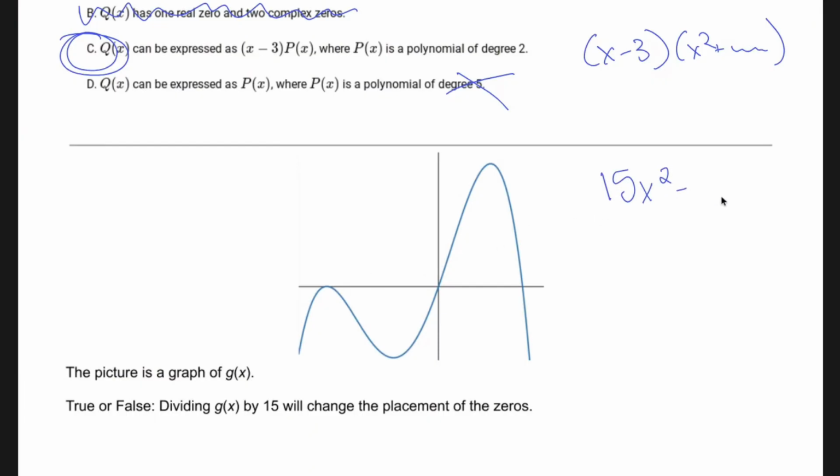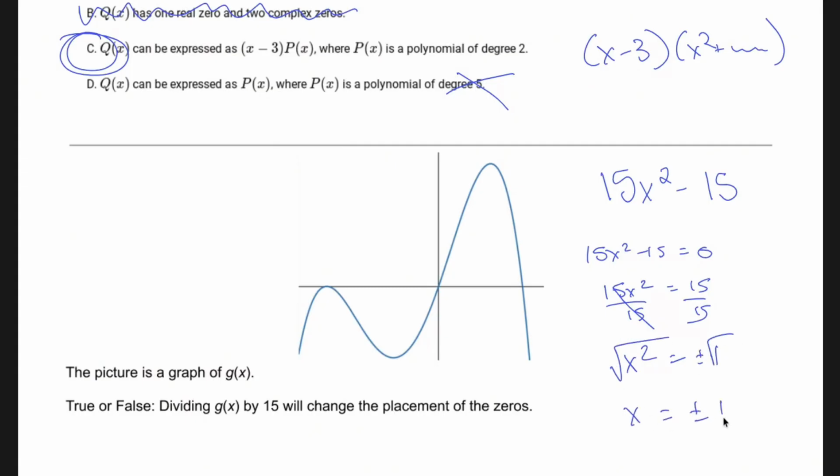5x squared minus 15. Okay? If I were to try to find the zeros, one way that I could try to find the zeros is I can say, all right, set it equal to 0. Okay? Add 15 to both sides. Divide both sides by 15, x squared equals 1. If I were to solve that, I'm going to get positive or negative square root of 1, so x equals the positive or negative square root of 1.